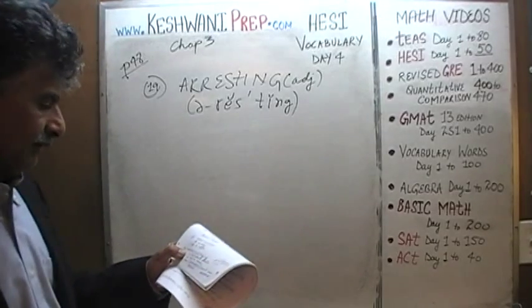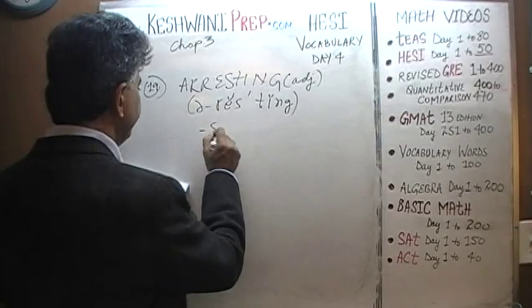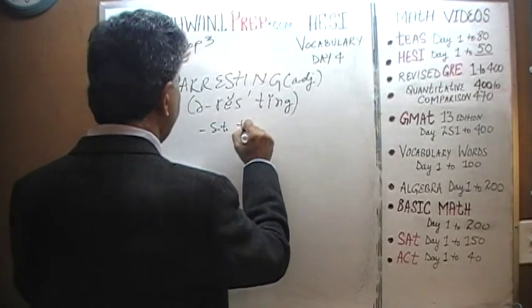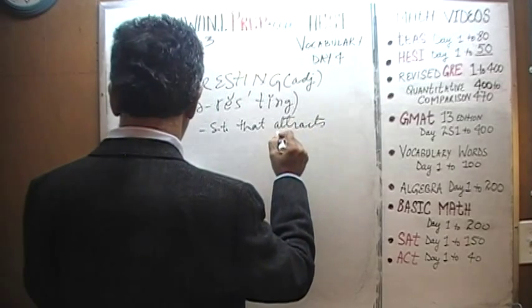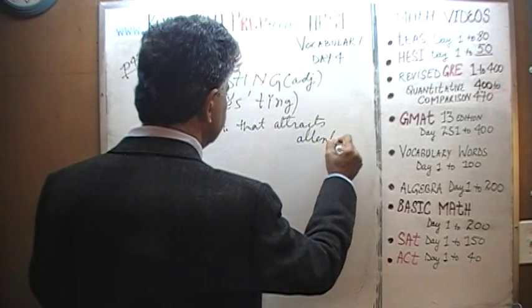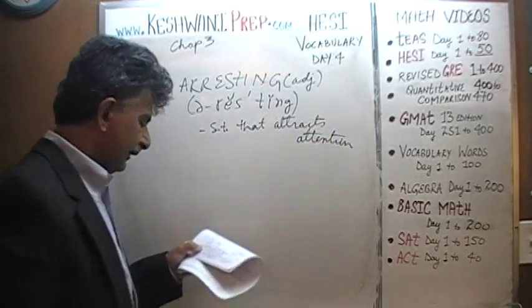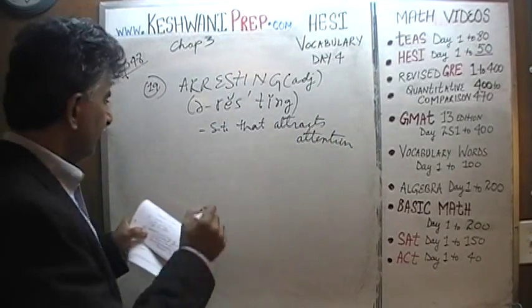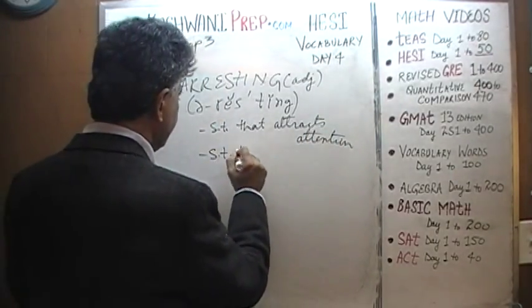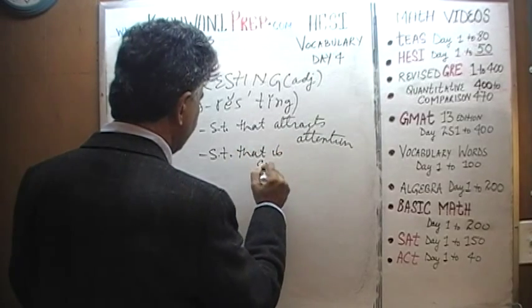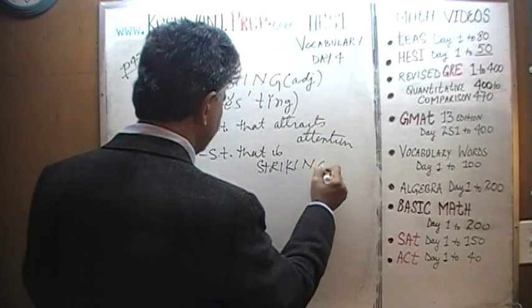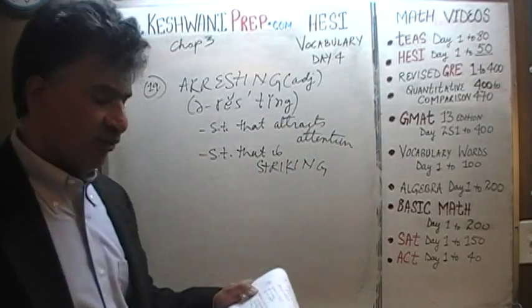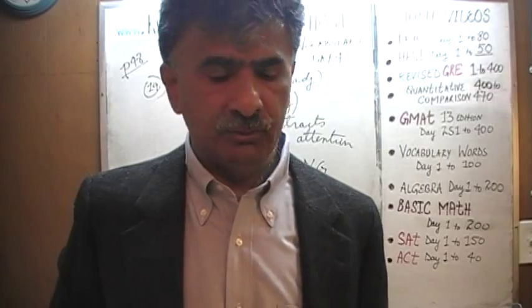What does arresting mean? Arresting means something that attracts attention. Something that attracts people's attention, or something that is striking, is said to be arresting.